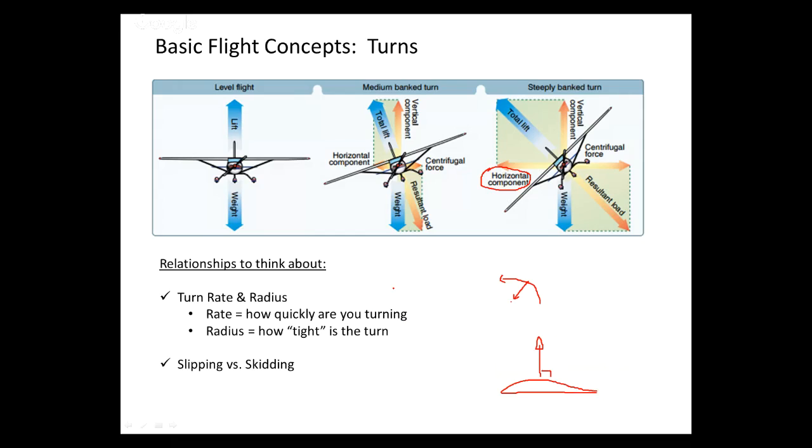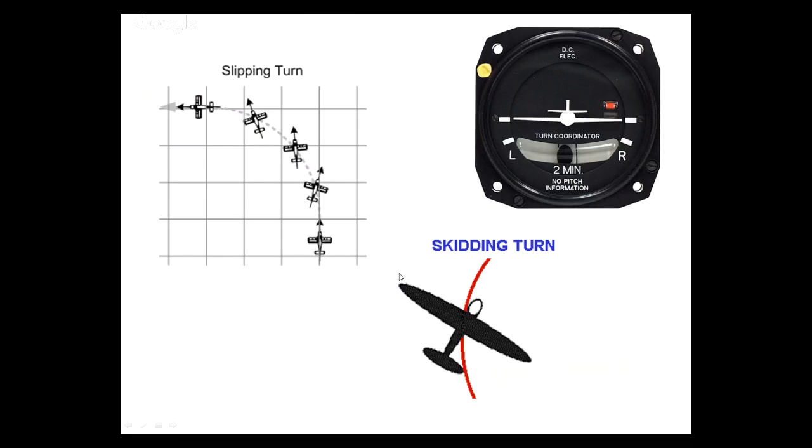Now, I want to come back to rate and radius, but I want to talk about the question you asked a second ago. What is the use of the rudder, and why isn't it used to actually turn the aircraft by itself? Well, what the rudder does, and really its sole purpose for being in the aircraft, is to coordinate your turn.